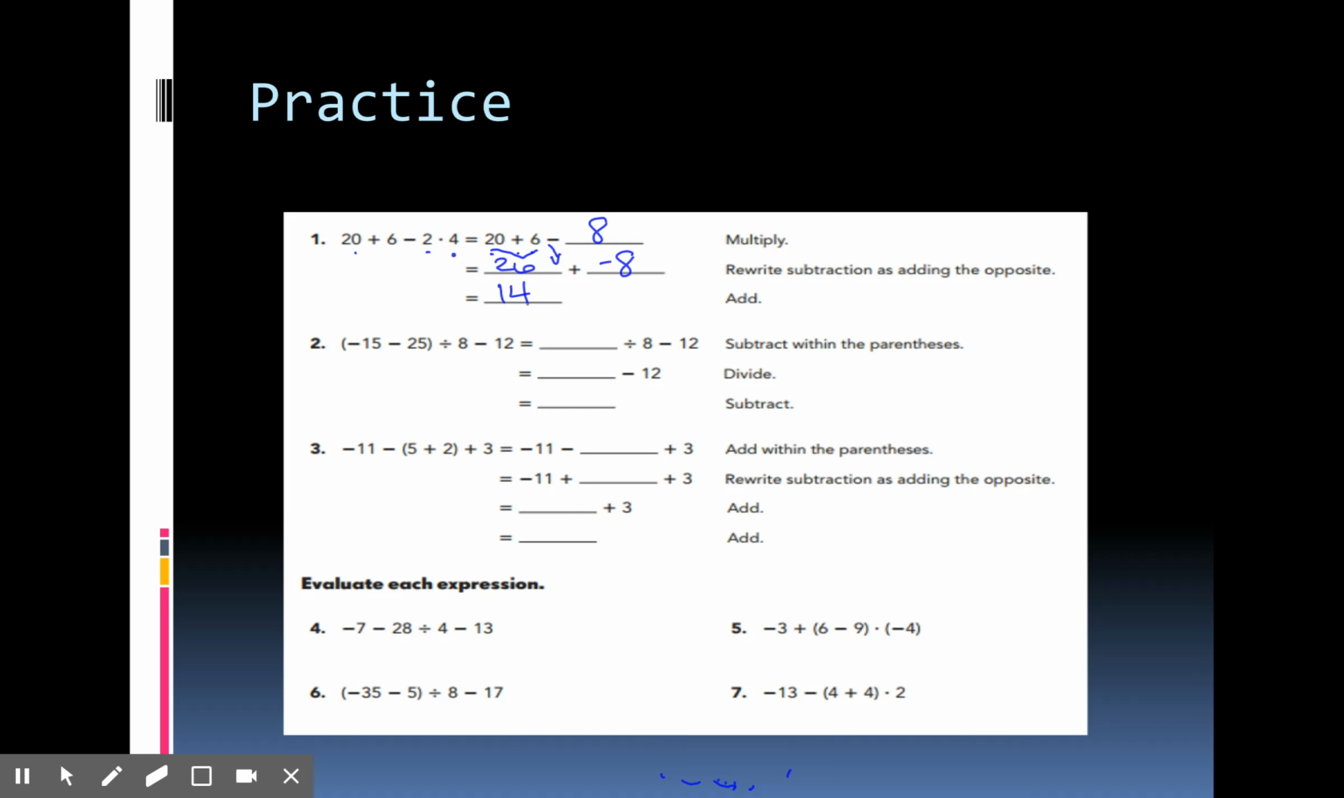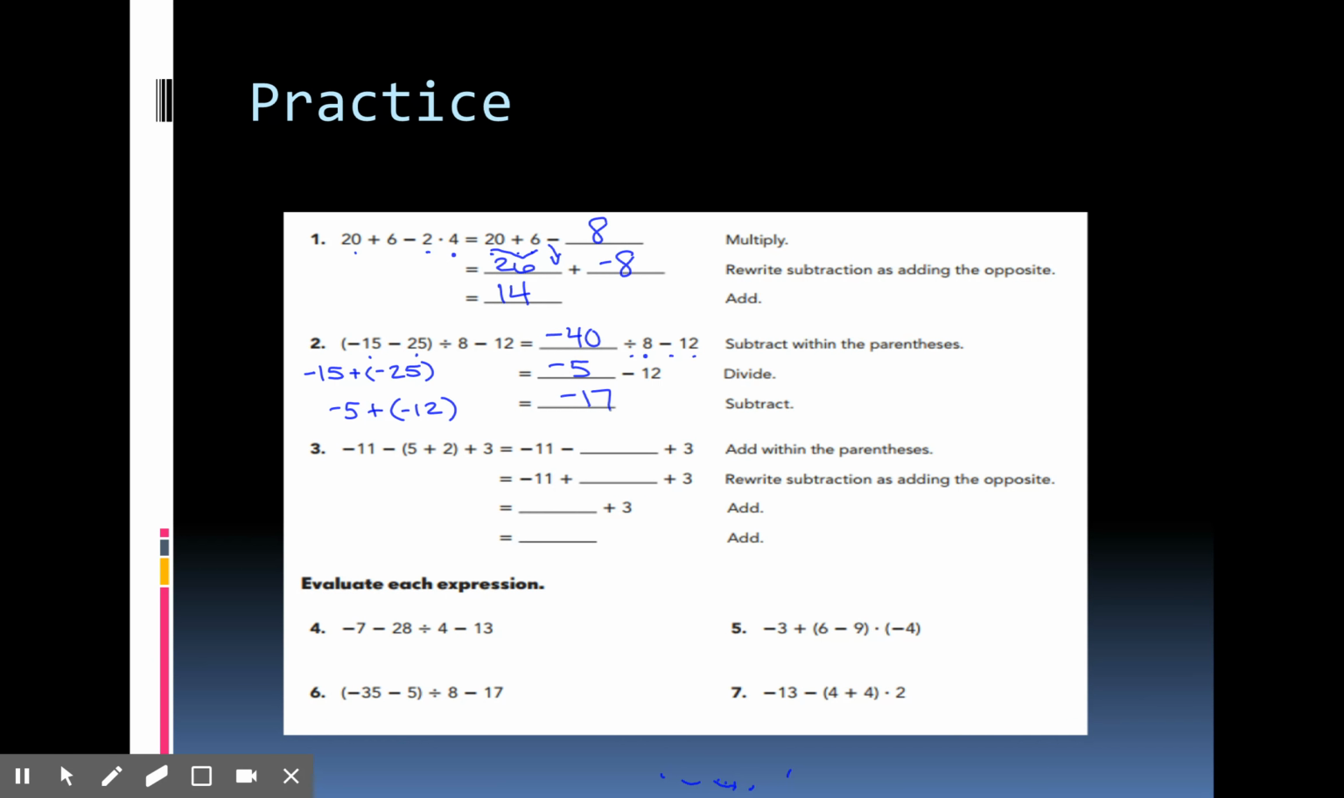Number 2, -15 minus 25 divided by 8 minus 12. I have to do within these parentheses first. Remember, this would become -15 plus a -25. So that makes it -40. Now I have -40 divided by 8 minus 12. Division comes before subtraction. So -40 divided by 8 is a -5. -5 minus 12 would turn into -5 plus -12, which is -17.